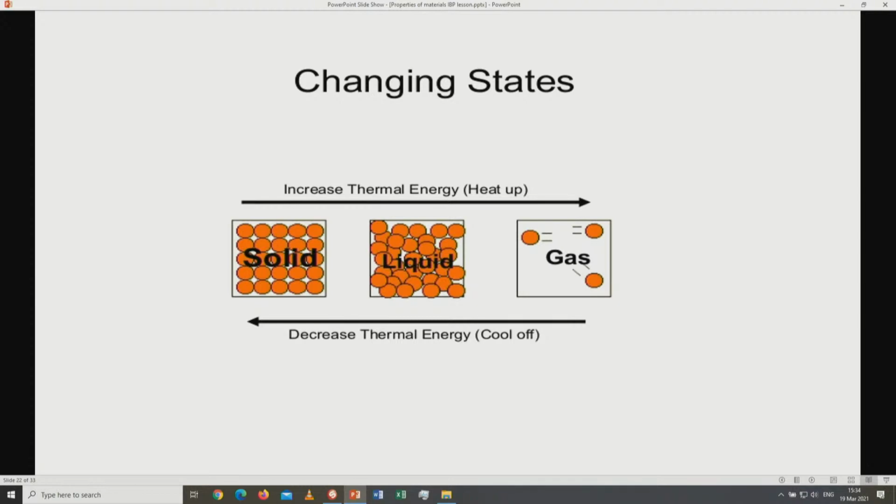Now, here is also just a demonstration of the three phases of matter. We have solids. We can see they are very closely packed. We have liquid. Actually, they are moving around. And gases are far apart. The particles of gases are far apart.